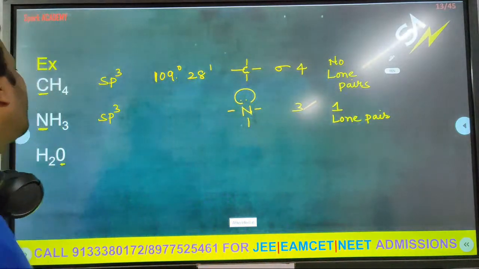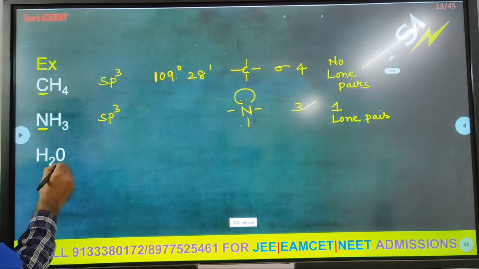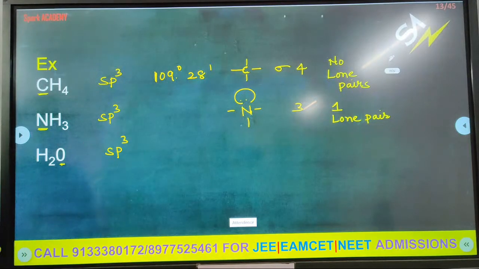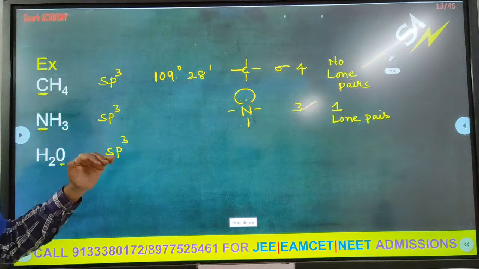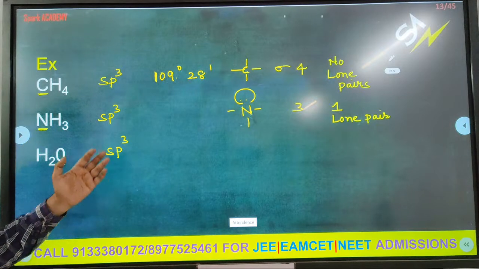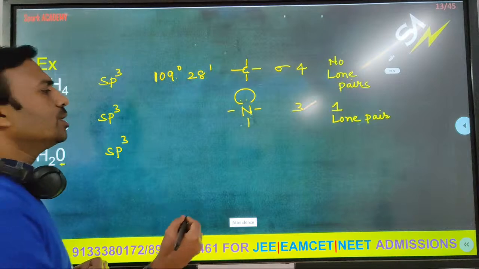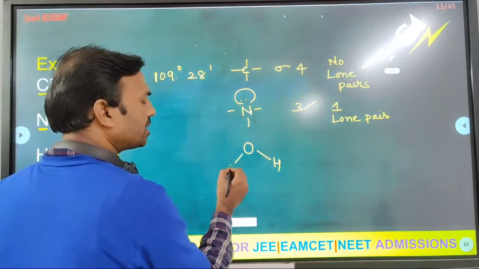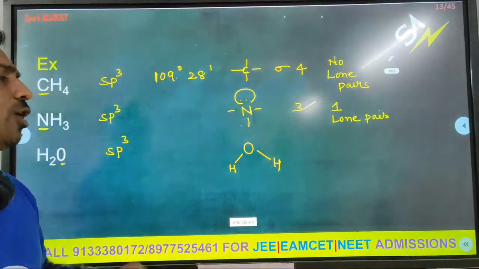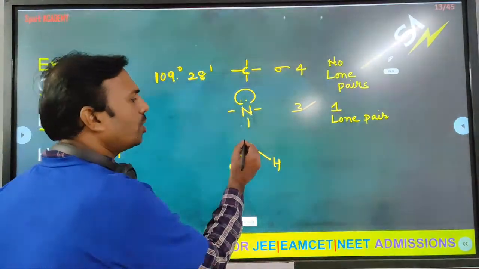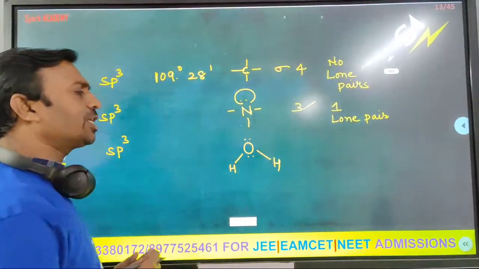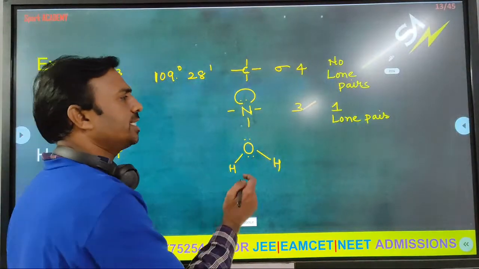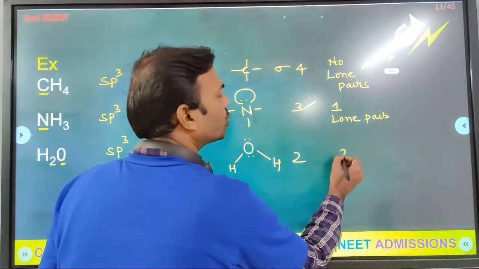What about in the case of H2O? The central atom is oxygen. Its hybridization is sp3. The bond angle compared with nitrogen in NH3 decreases. Why? Oxygen is the central atom. Its geometry is angular, and oxygen contains 2 lone pairs because its valence electrons are 6. Now, how many bonds are present around the oxygen? 2. How many lone pairs? 2 lone pairs.